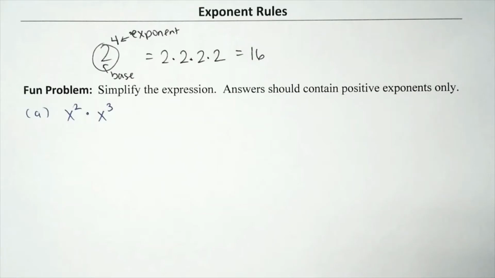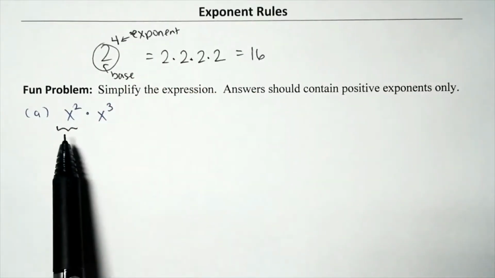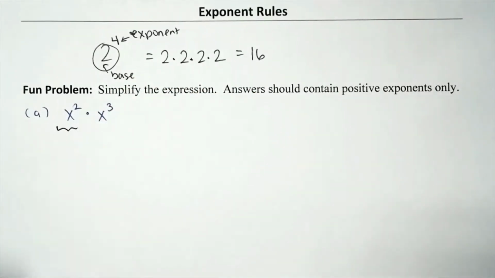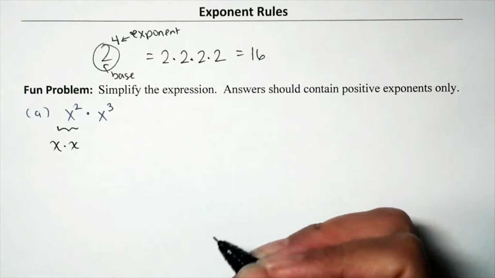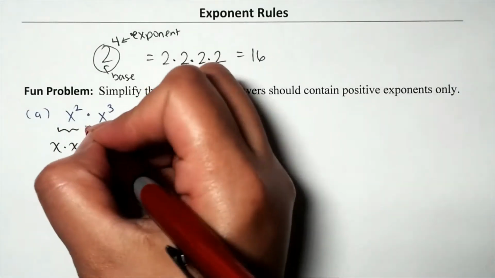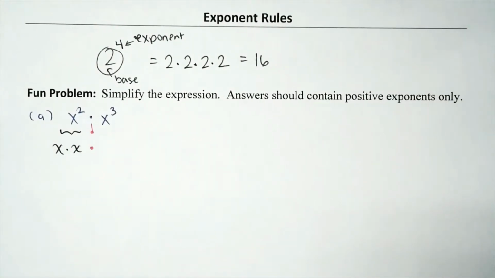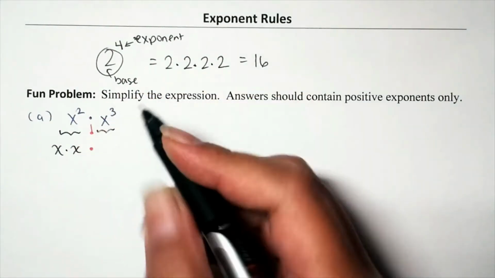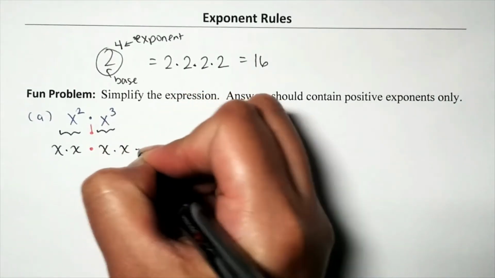So let's pretend that we wanted to talk to our preschooler and we ask, what does x squared mean? The base is x, the exponent is 2, so that means that we have 2 factors of the base, namely x. So we have x times x, and we are going to multiply them by 3 more x's. x to the third means that we have 3 factors of that base. So we have x times x times x.